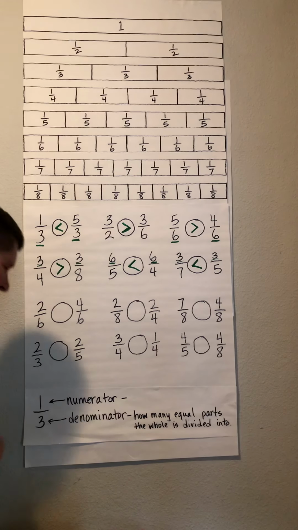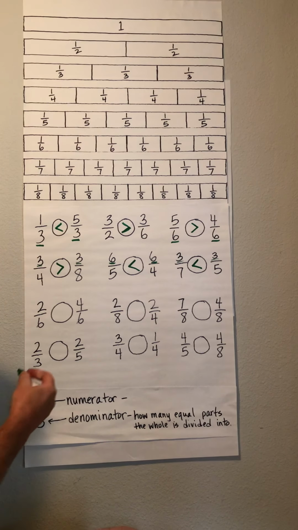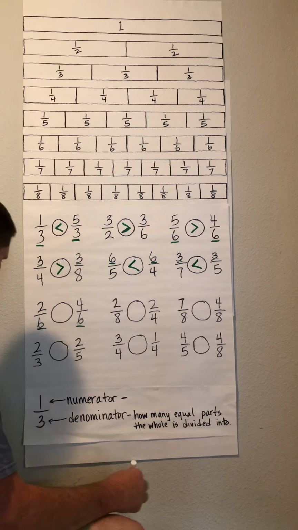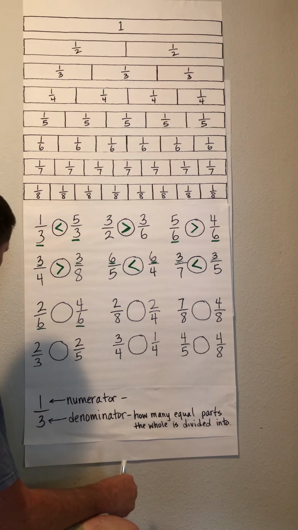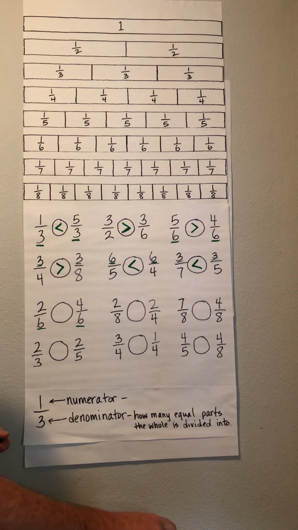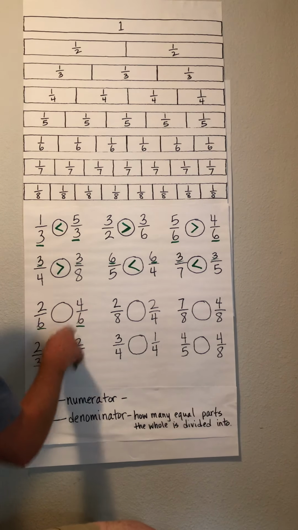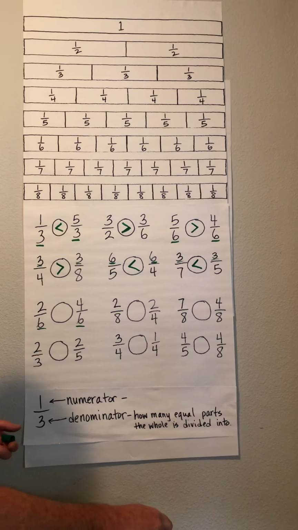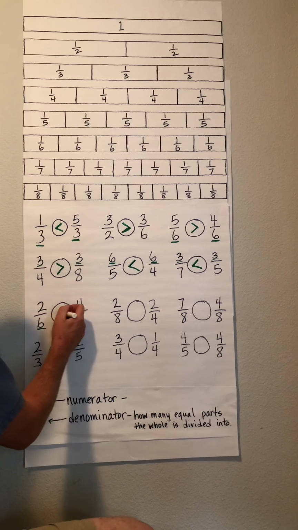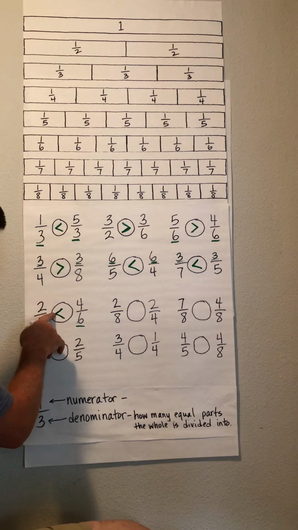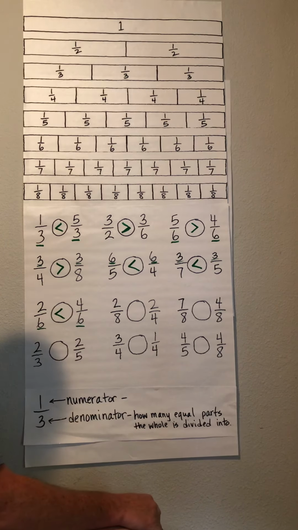Okay, now 6ths. This makes more sense to your brain when you're comparing fractions with the same denominator, because the pieces are the same size. Okay, so you've got 2 pieces, you've got 4 pieces. If they're the same size, then 4 is going to be greater than 2. So 2/6 is less than 4/6.